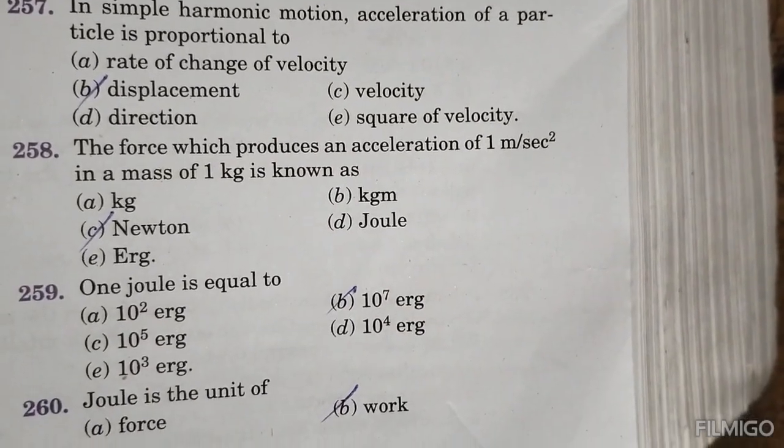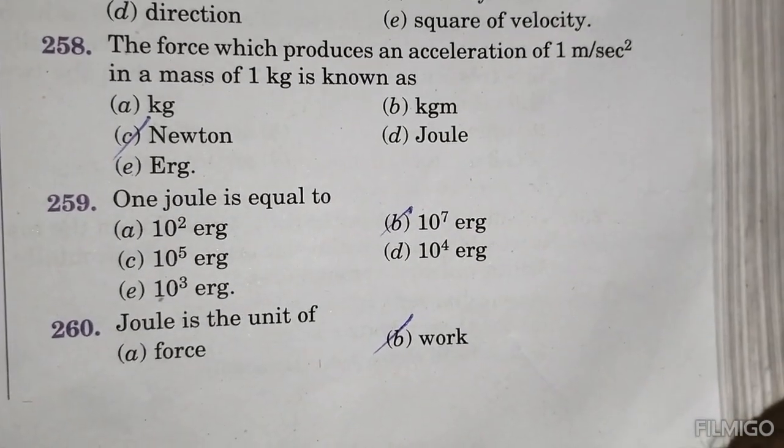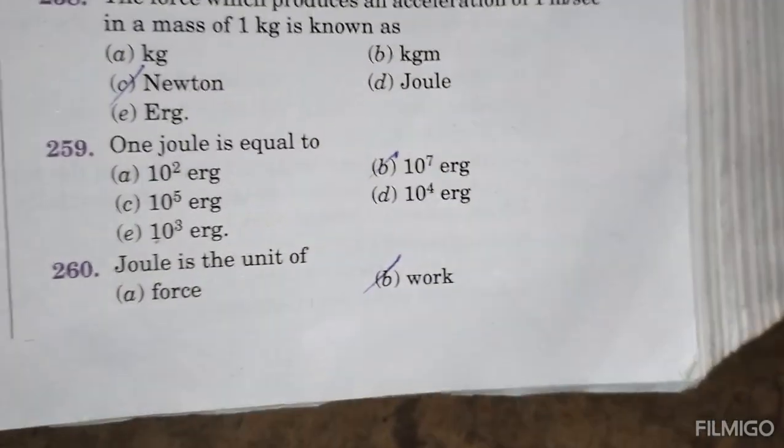The force which produces an acceleration of 1 meter per second square in a mass of 1 kg is known as a newton. 1 joule is equal to 10 power 7 erg. The joule is the unit of work.